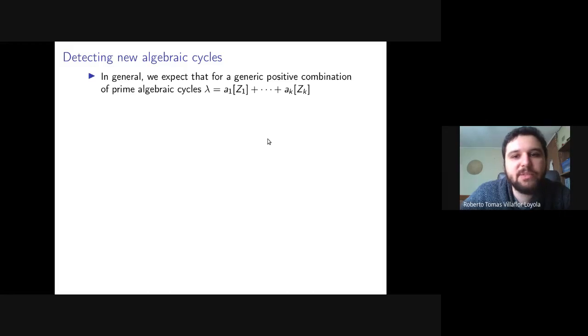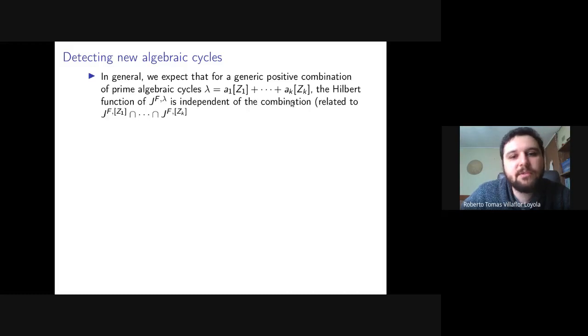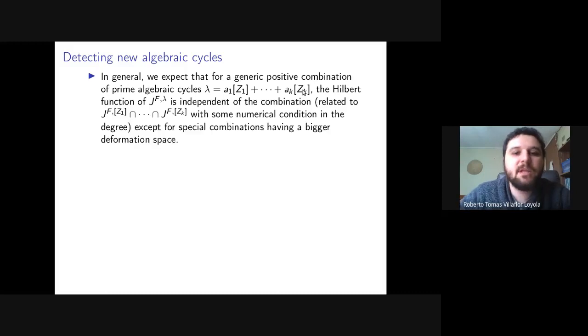Okay, so in general, what we expect is the following. We take a generic combination of prime cycles, which is effective, I mean a positive combination. The Hilbert function will be independent of the combination. It will also be related to the Hilbert function of this intersection, and this relation will be governed by some numerical condition on the degree and the cycle, except for some special cases which will have a bigger deformation space, right? So in this way, we can try to detect new algebraic cycles.